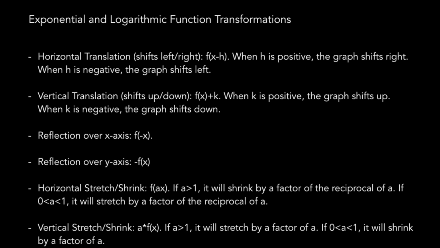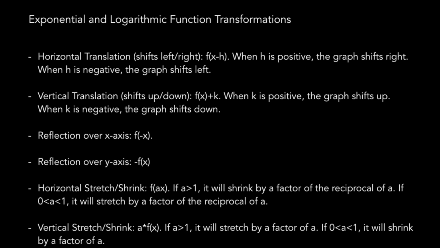For horizontal translations, the function f of x minus h is used when h is not equal to 0. When h is less than 0, the graph is shifted left. When h is greater than 0, the graph is shifted right. For vertical translations, the function f of x plus k is used when k is not equal to 0. When k is less than 0, the graph is shifted down. When k is greater than 0, the graph is shifted up.